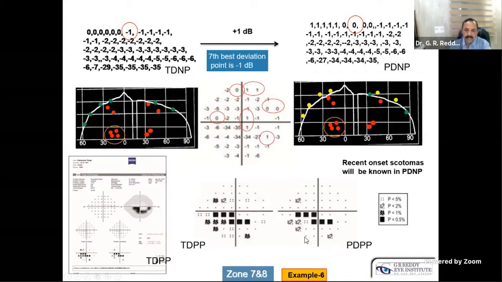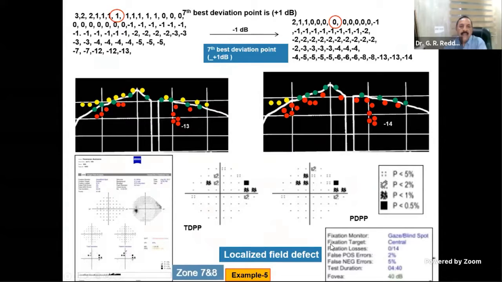Tell the direction of progression in the pattern deviation probability. Sometimes the best deviation point here is +1. It is +1. Most of the points are now above the hill of vision, and the seventh best is +1. Instead of elevating, now we will depress. And when we depress in this, you see more scotomas in the pattern.